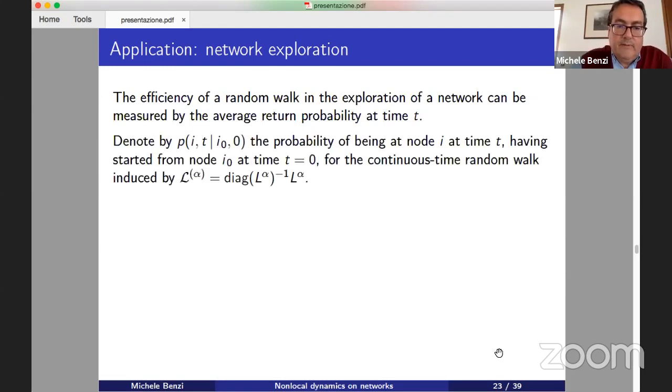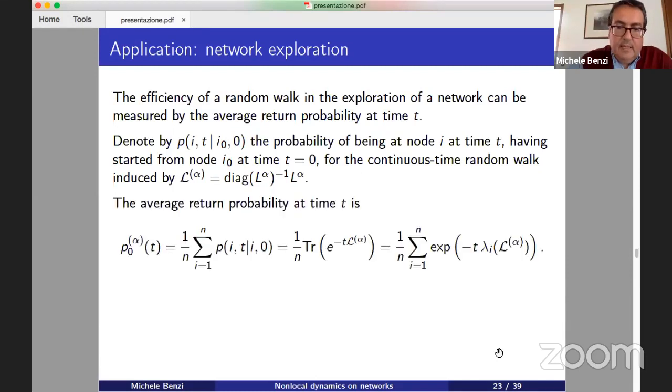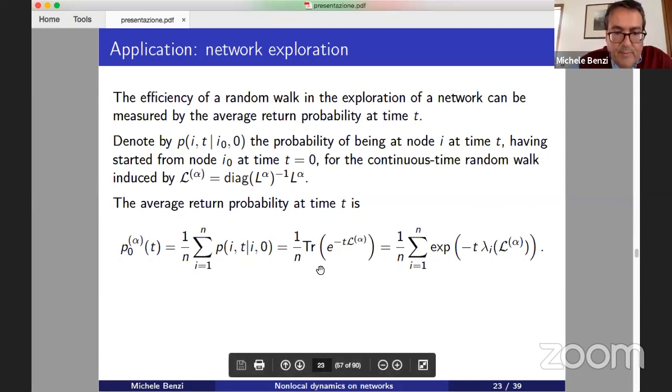So we verified this. This was observed by Riascos and Mateos for undirected graphs. We wanted to see if this also holds for directed networks. So if you look at the conditional probability of being at a node i at time t, given that we started from node i_0 at time t equals 0, then we look at the average return probability. So we sum all these conditional probabilities and divide by the number of nodes.